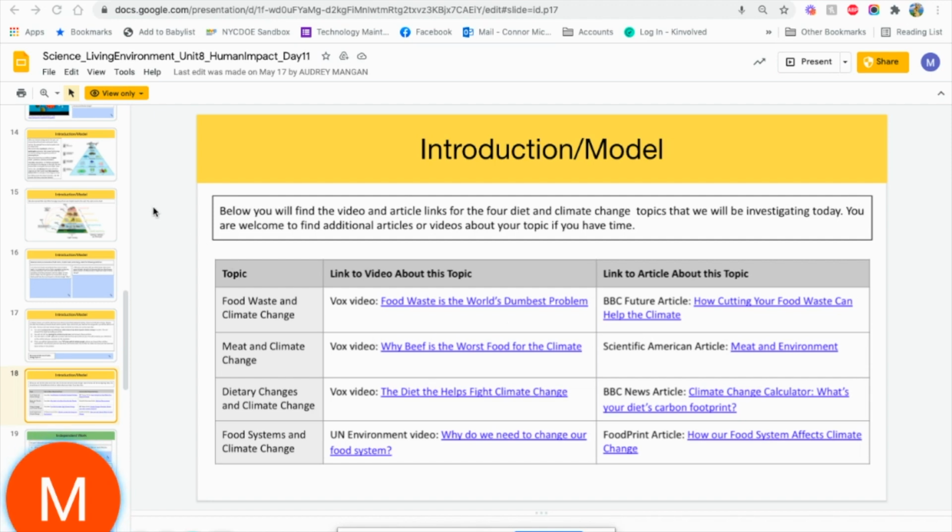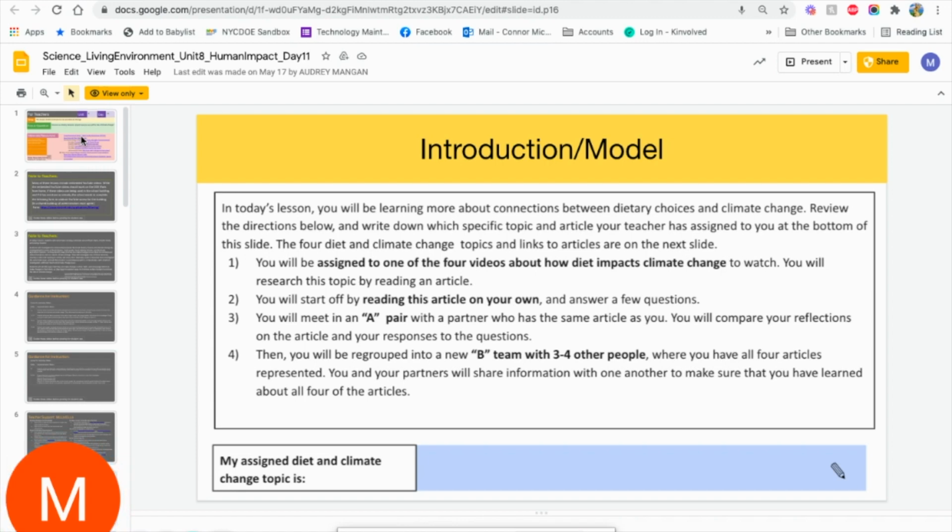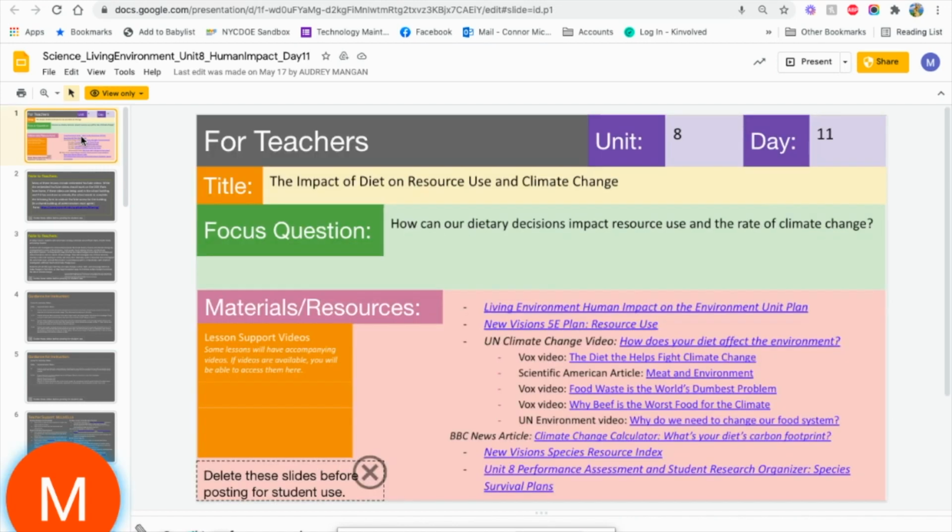Today we're going to be looking at different ways that resources and different impacts of diet have on climate change and what kind of changes we can make.